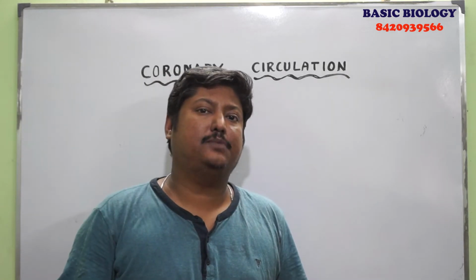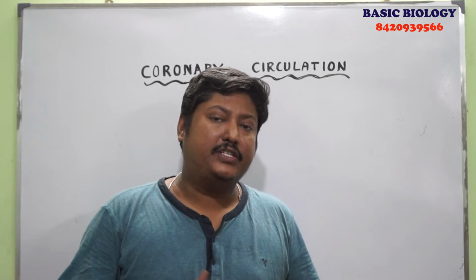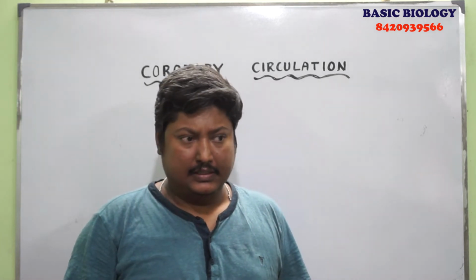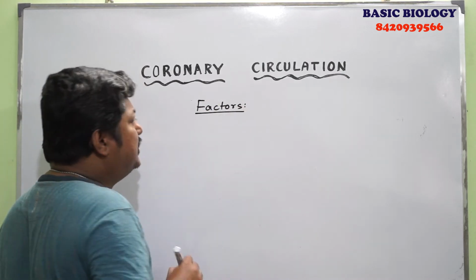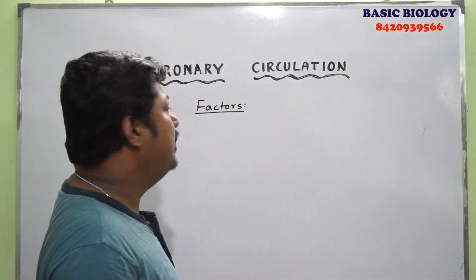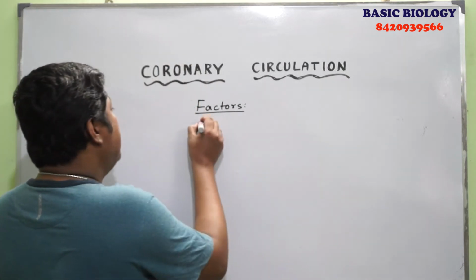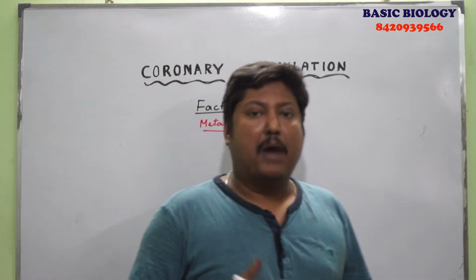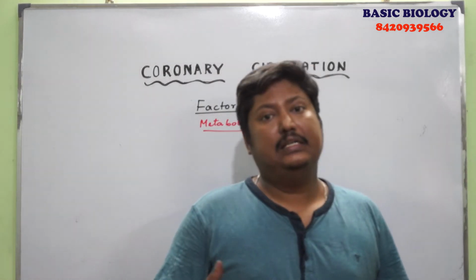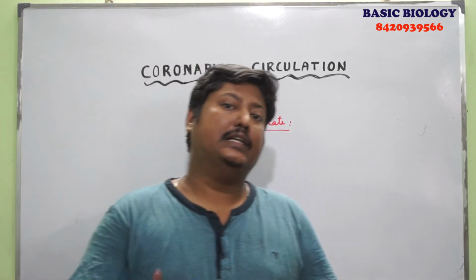Now we come to the last part of the coronary circulation, that is the factors which affect coronary circulation. There are so many factors and physiological activities which regulate the coronary blood flow. The first one is the metabolism rate. The metabolic rate in the myocardium regulates the CVF. Increased myocardial activity means increased CVF.